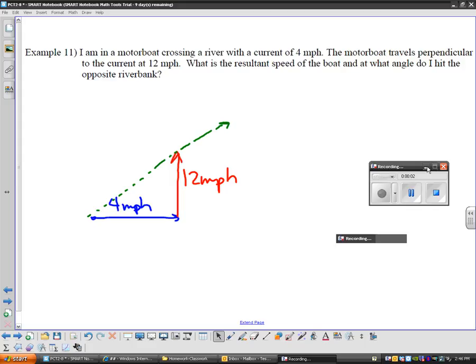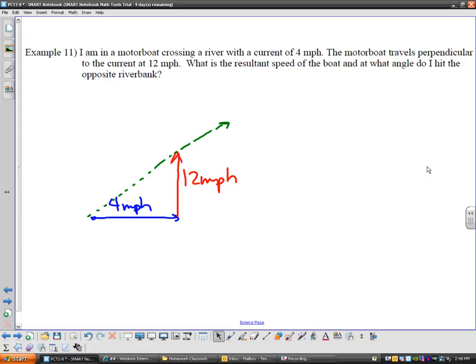Okay, so in this next example, we have a river with a current of 4 miles per hour and a motorboat traveling perpendicular to the current at 12 miles per hour. What's the resultant speed of the boat, and at what angle do you hit the opposite riverbank?